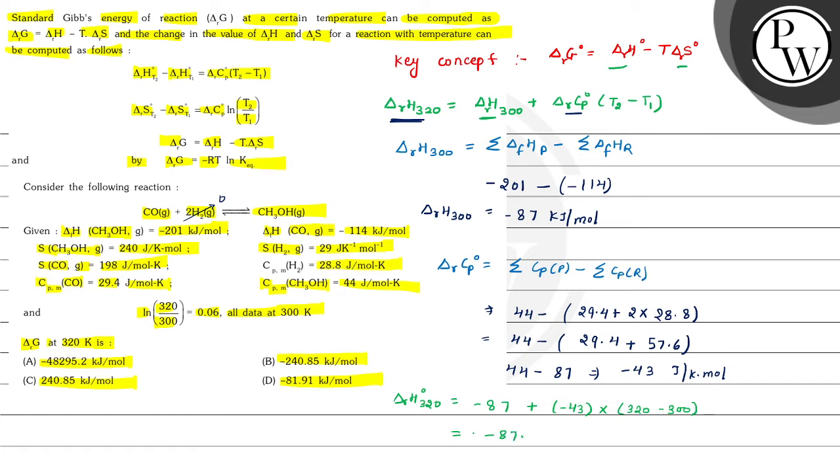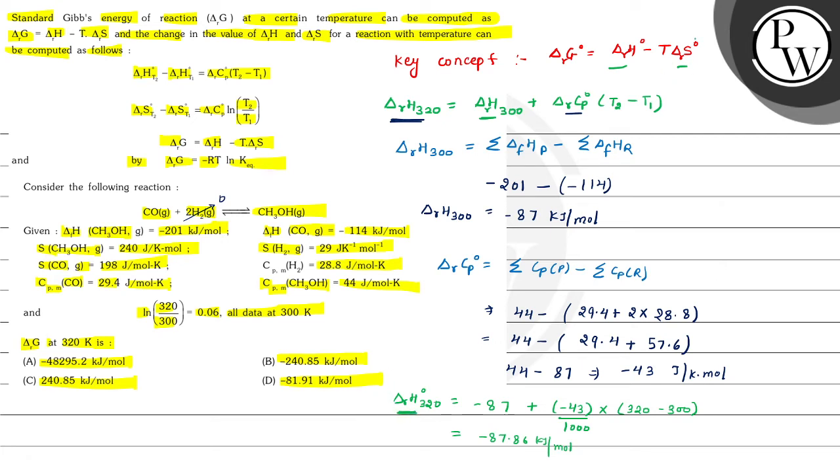Here this value is given in joules. This 43 is given in joules, so that is why we will divide it by 1000 to convert into kilojoule, because 87 is in kilojoule. Now the value comes out to be minus 87.86 kilojoule per mole. So this is the enthalpy of reaction at 320 Kelvin.